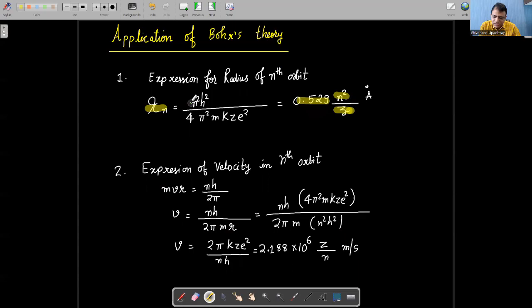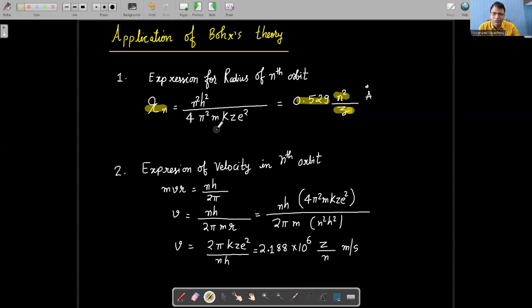I'm talking about this expression that Rn is equal to n square h square upon 4 pi square m kZ e square. If you don't remember it, I know that you are able to prove it, but it will take a lot of time. 2-3 minutes will go in this alone. So I'm not saying that remember all the things. I'm just suggesting about radius. So radius in nth orbit is equal to n square h square upon 4 pi square m kZ e square.